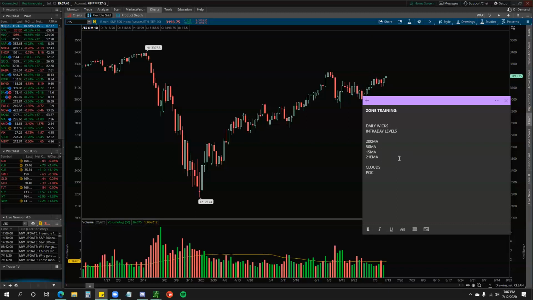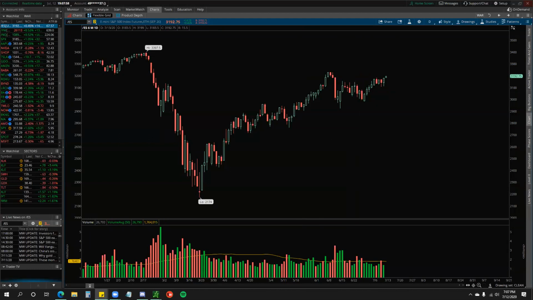And again, these are all built off big levels of liquidity, guys. Big daily wicks. Those are huge, huge levels created. Our moving averages are big levels that are respected. The clouds, and obviously our point of control, a massive liquidity level. So that's the thinking, guys, behind the zones. These are all the levels I use, and let's go build some.